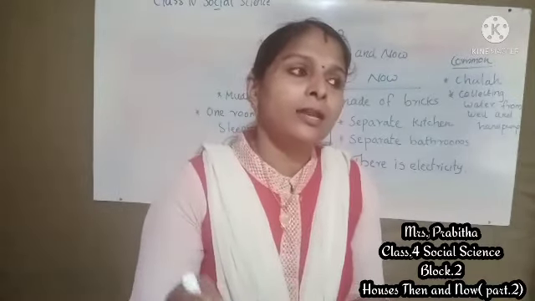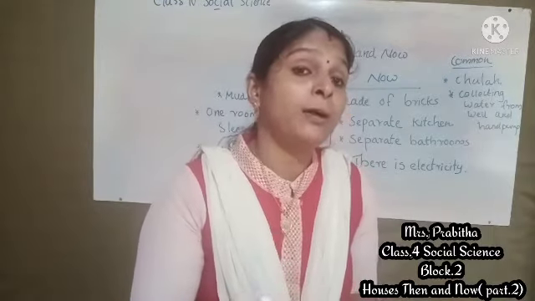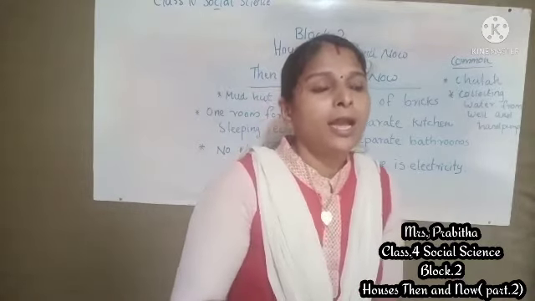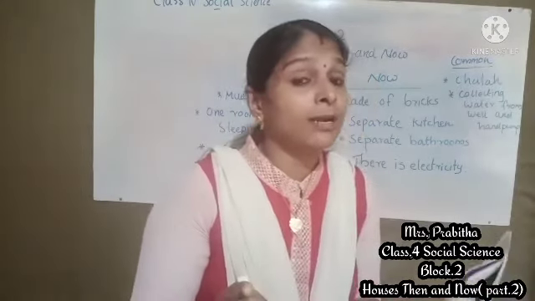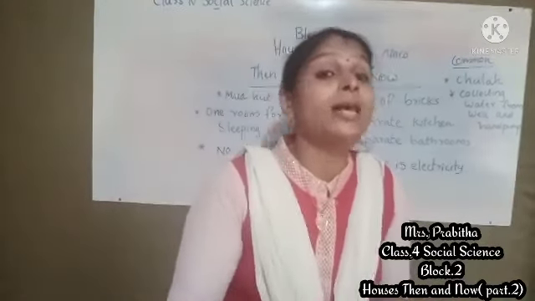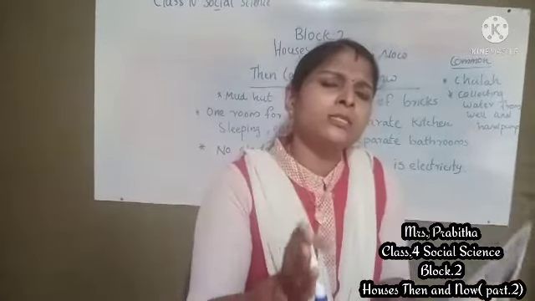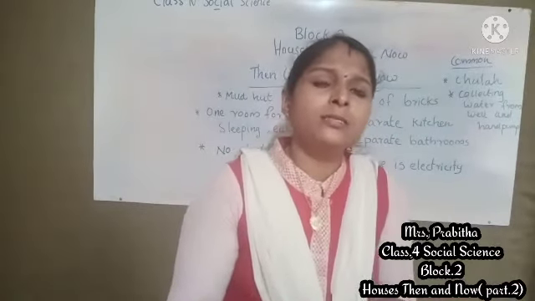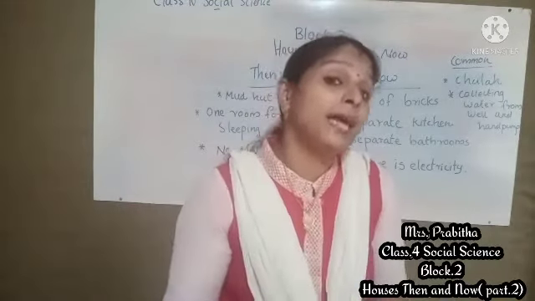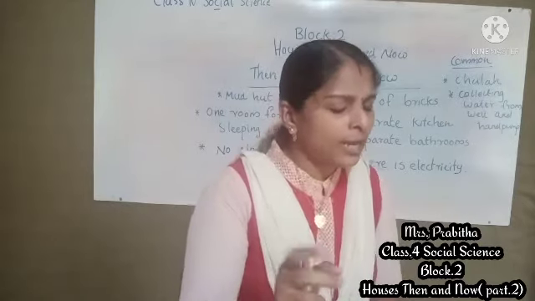Then you can write that a mud house has a thatched roof, made of leaves, grass, etc., or straw. And you can write that brick houses are stronger than mud houses. That is one more difference. Then we know a mud house is a small house. A house made of bricks is bigger than a mud house. Like that you can write the differences, and you can write the similarities.